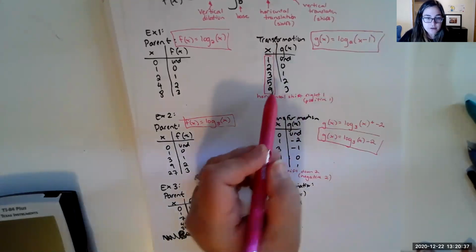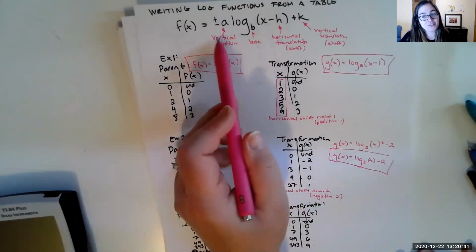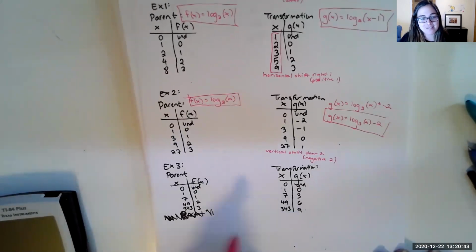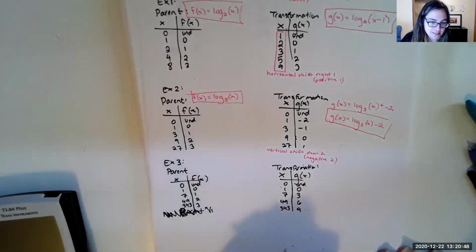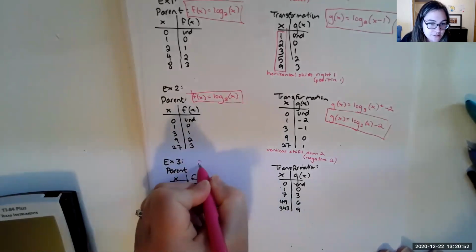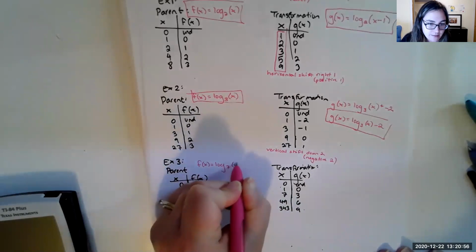So we've got a horizontal shift example and a vertical shift example. It's safe to say that we're probably going to do a vertical dilation next because that's the one we haven't done. Okay, example 3. This parent function is log base 7 of x. So here we have f of x equals log base 7 of x.